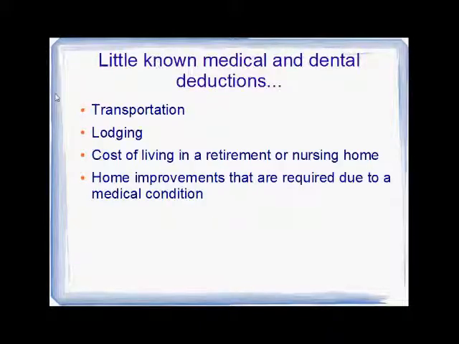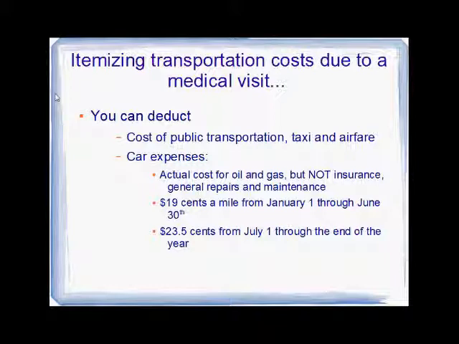So now I'm going to quickly go over some common overlooked medical deductions. You can deduct transportation costs due to a medical visit, lodging costs due to a medical visit, cost of living in a retirement or nursing home, and finally, home improvements that are required due to a medical condition. So let's talk about transportation costs related to a medical visit. You can deduct the cost of public transportation, taxi, and airfare that is related to a medical visit.